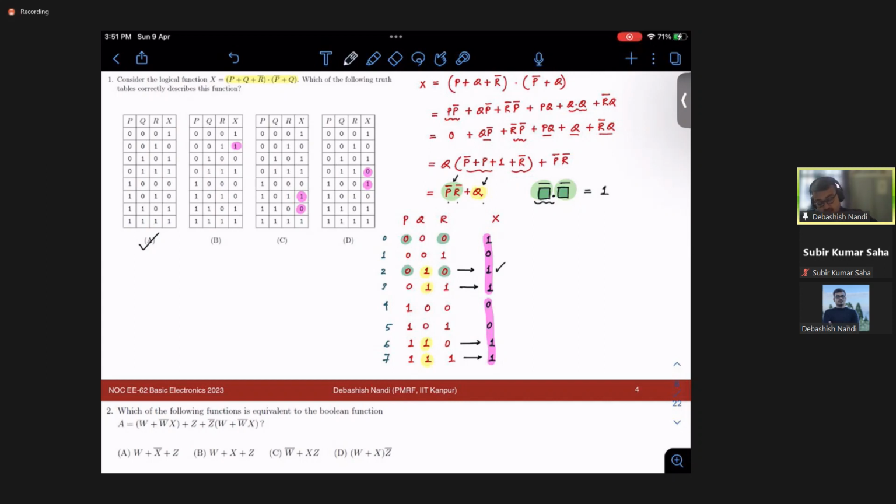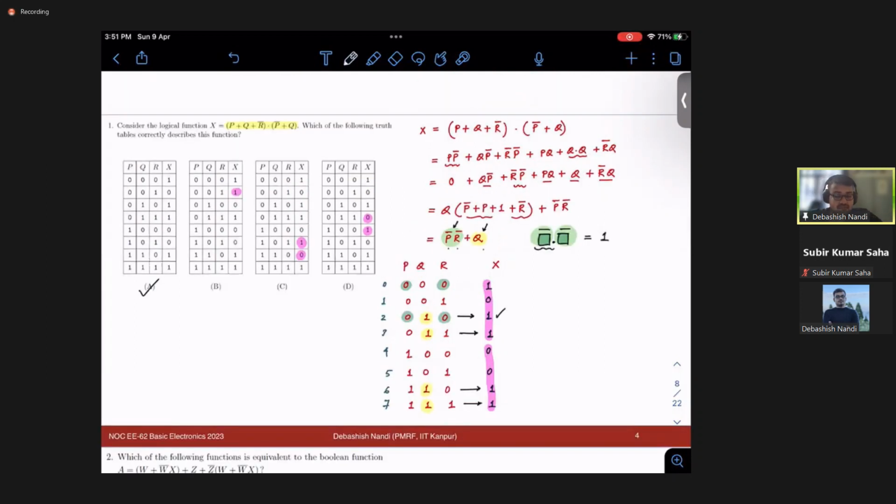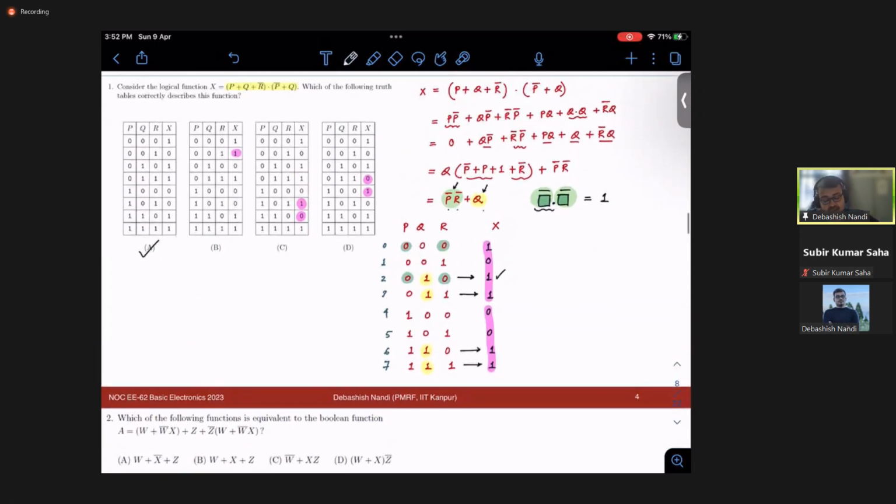Okay. So I am spending a little bit of time to solve the problems because you should be able to get the knack of it, how to solve this kind of problems. Okay. So I think this is pretty clear.